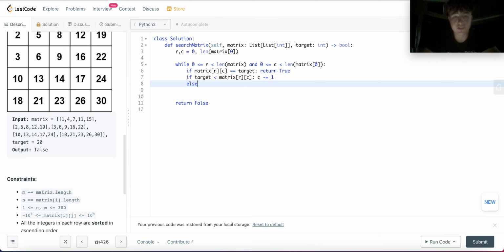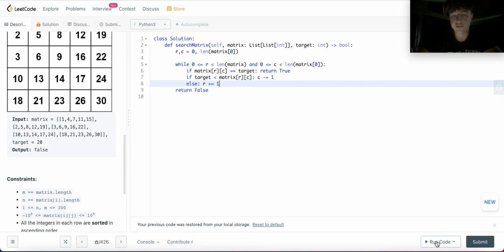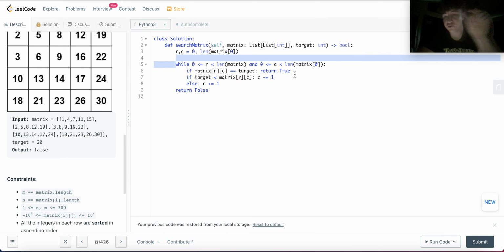So that could be the only other case, right? Because either they're equal, it's less, or it's greater. We've exhausted all possible things that could happen here. So then we increase the row by 1. And just like that, that's our solution. We only do this as long as we're in boundaries. If we go out of boundaries, that means we've literally tried everything. We got to a point where we couldn't find it, so we're out of bounds.